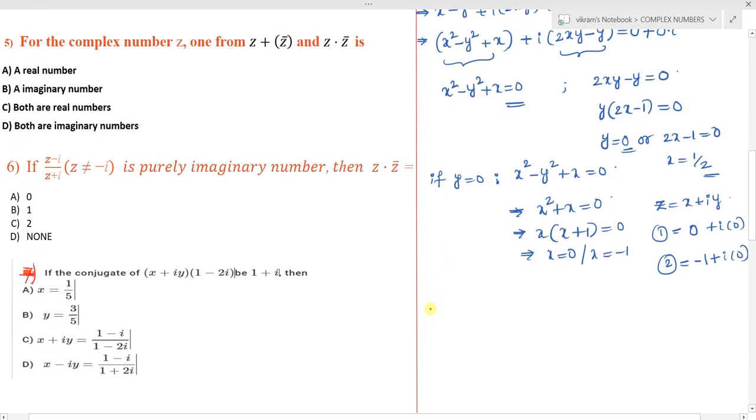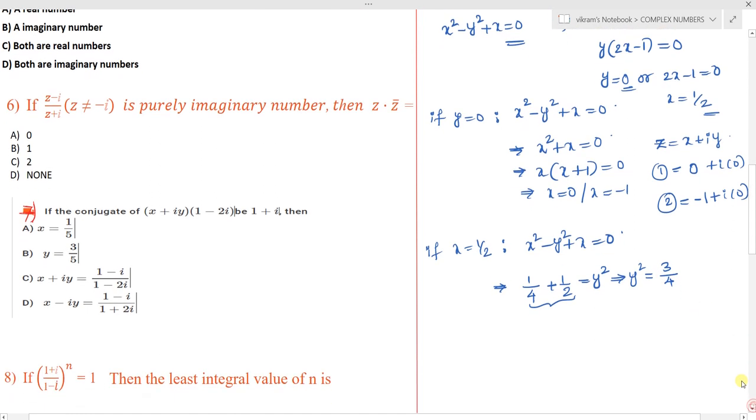Now if x equals 1 by 2, then x square minus y square plus x equals 0. That implies 1 by 4 plus 1 by 2 equals y square. If we solve this, we get y square equals 3 by 4.